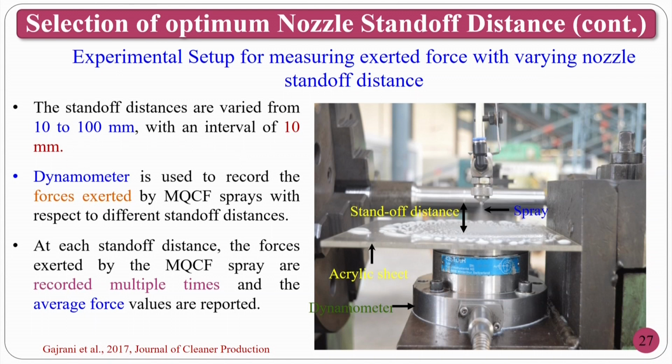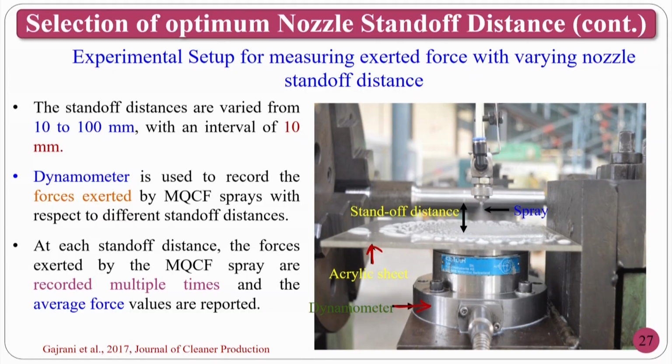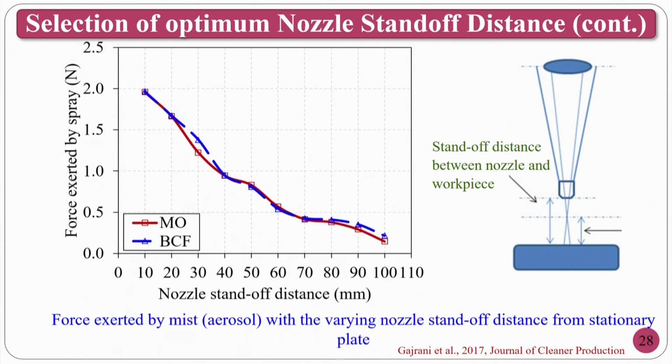That means in the experimental setup, if you see here, this is the dynamometer and an acrylic sheet is fixed on the dynamometer. Then you put your nozzle perpendicular to it and spray at a distance of 10 mm, 20 mm, 30 mm, and so on to 100 mm. As the distance increases, what will happen? We have to do this experiment multiple times to get good repeatability and accuracy, so it is recorded multiple times and average force values are recorded. As the nozzle stand-off distance increases, obviously the force exerted by the spray decreases.